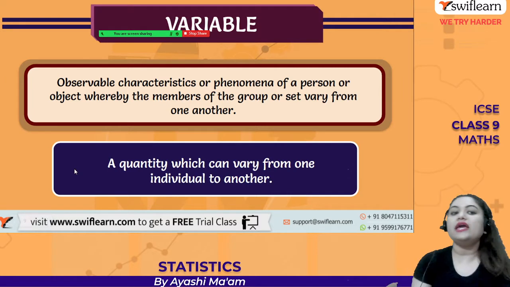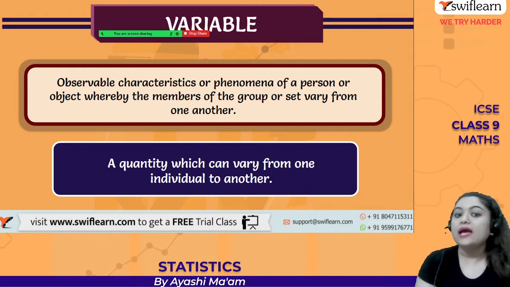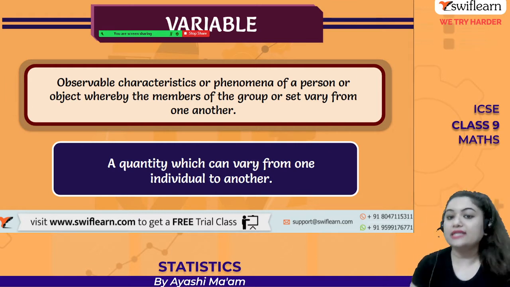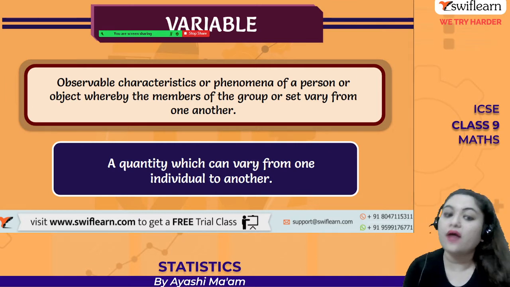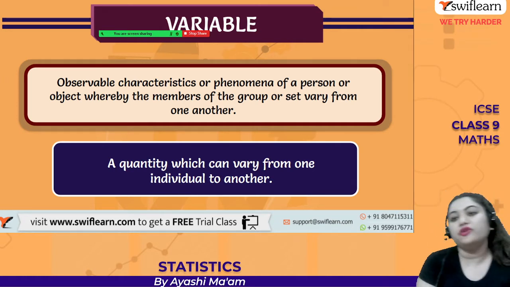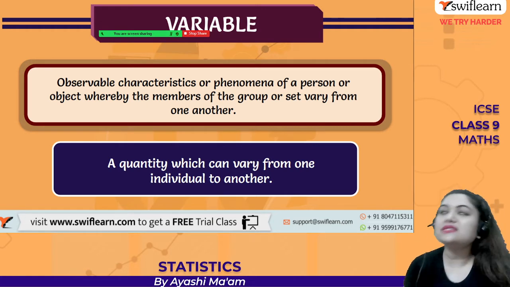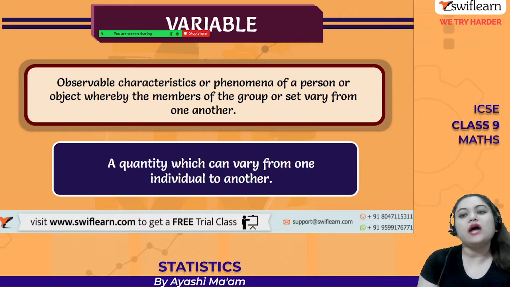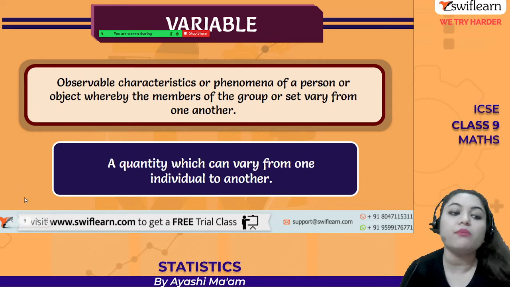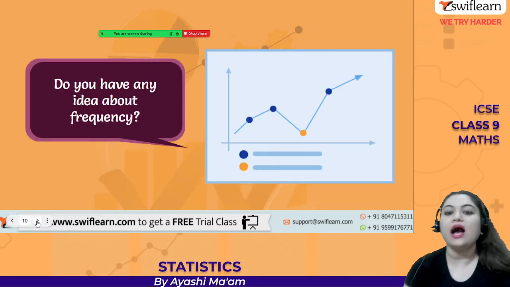अब आ जाता है variable, observable characteristics or phenomena of a person or object whereby the members of the group or set vary from one another. A quantity which can vary from one individual to another. For example, height, weight, right? All these they vary from one individual to another. Weight भी different होता है हम सब लोगों का, height भी different होता है, marks भी different होता है ना? तो ये सब हो जाएगा आपका variable.